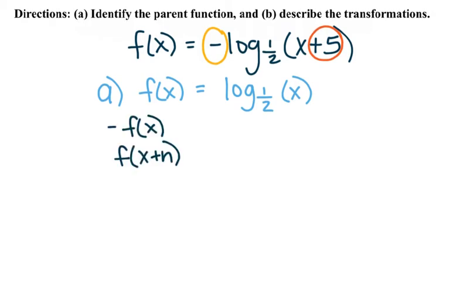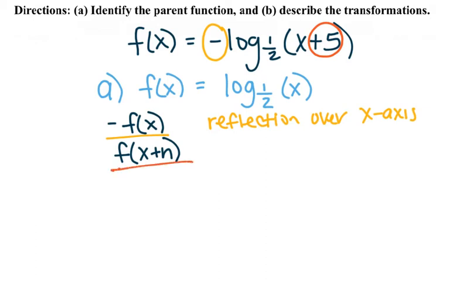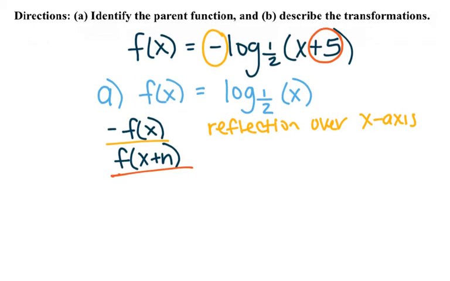Okay, so notice that there's a negative in front of the entire equation, so that's why I use this rule. And when that happens, that is a reflection over the x-axis. And you can graph it just to check that that actually makes sense. And then there has been something added to the x inside the parentheses. That's why I chose that rule. And when that happens, that is a shift left. And because you added 5, shift left 5 units.